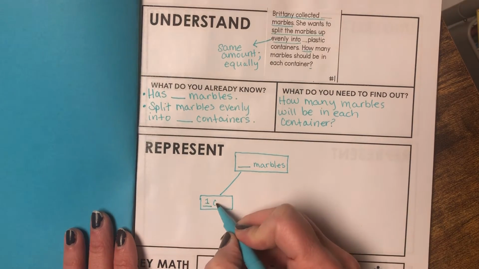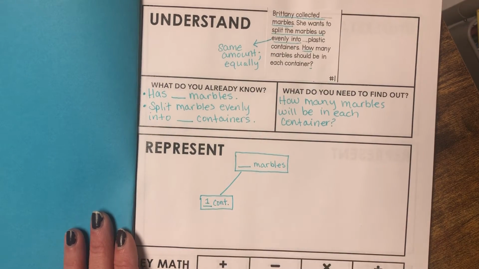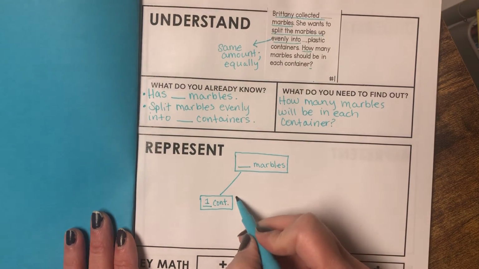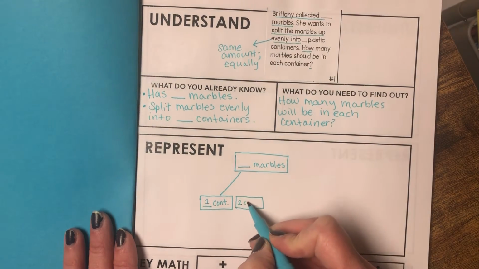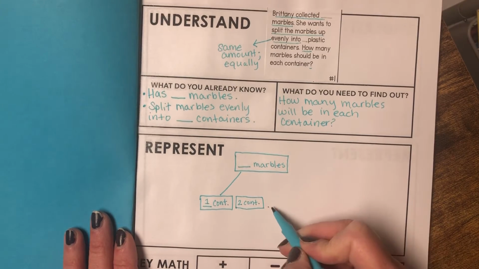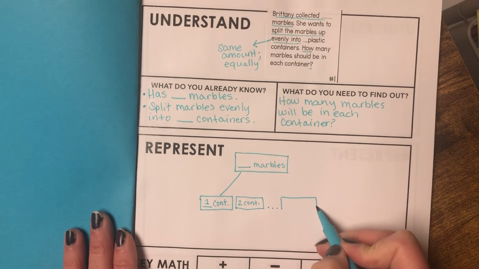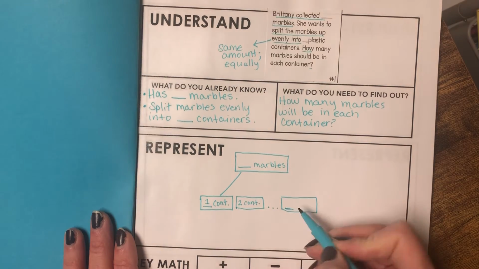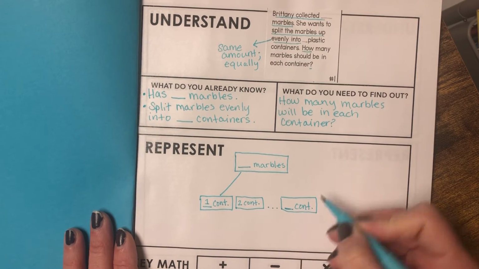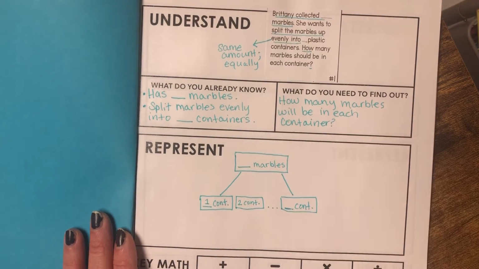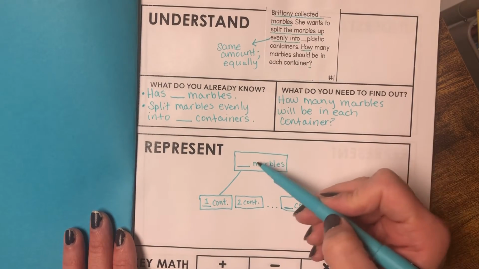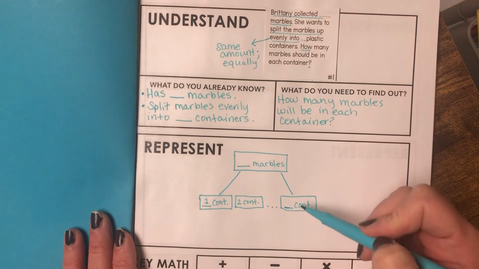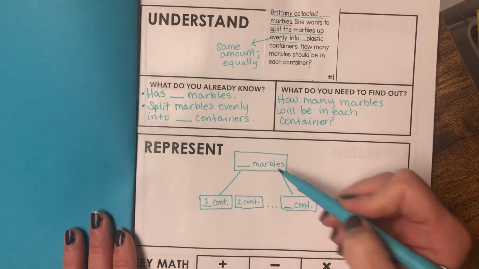1 container. I'm going to use CONT as an abbreviation for that, okay? Per container. 2 containers. And we're going to keep going. And we're not sure what that final amount of containers will be. But essentially, imagine this being a collection of marbles, and you're taking out a marble and putting it inside each one, right?